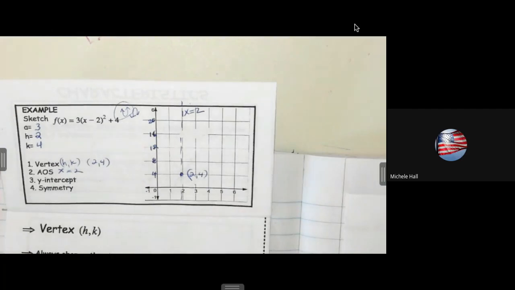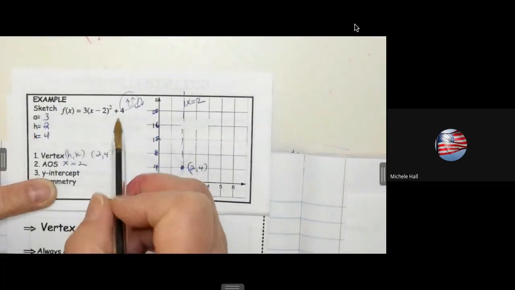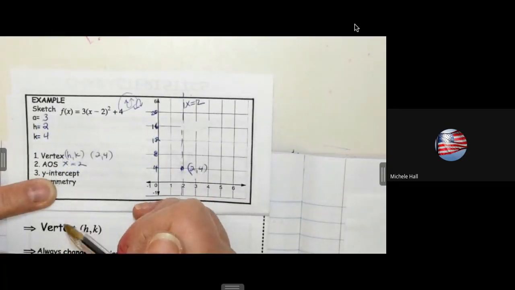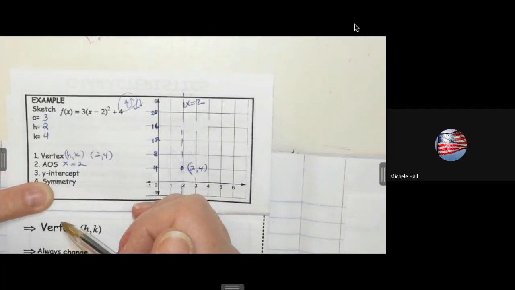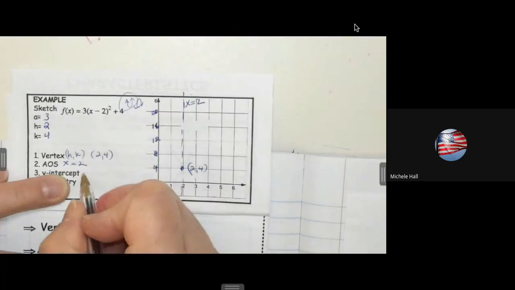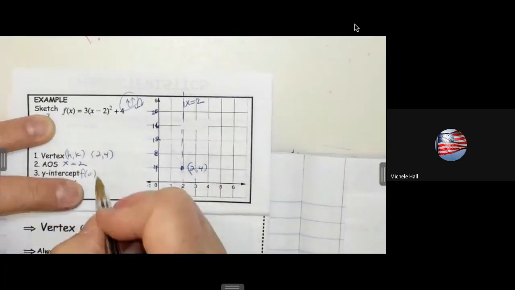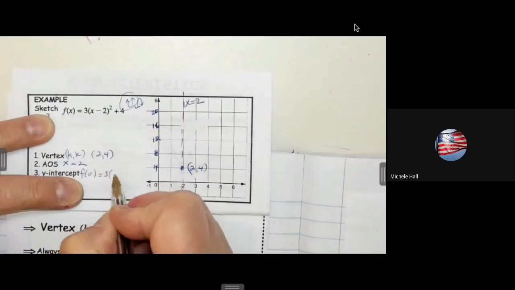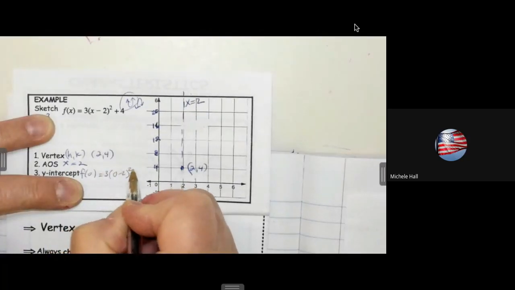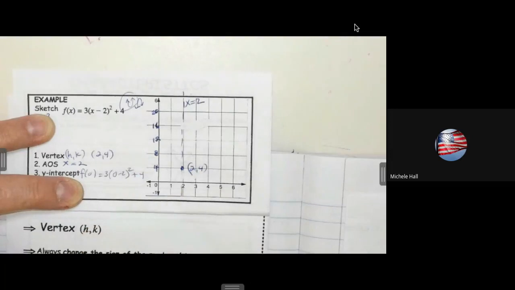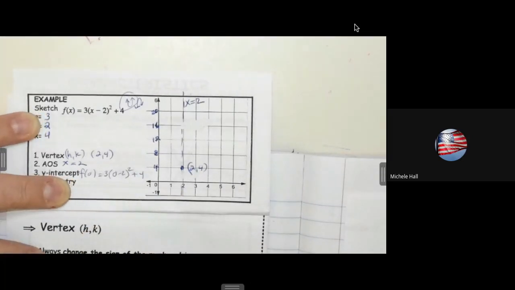How do I find the y-intercept? Is it going to be just 4? Are you willing to take that chance? So how do I find it then? f of 0. And I'm putting it into this. So that would be 3 times (0 minus 2) squared plus 4. So, again, we start with exponents first.